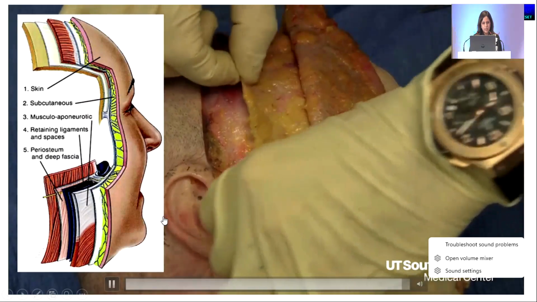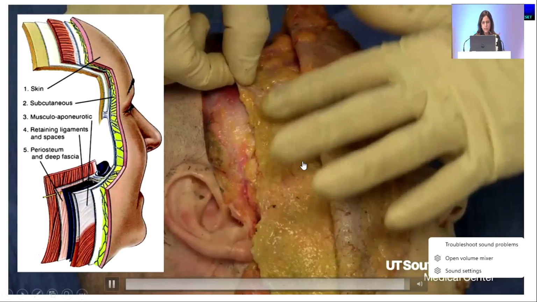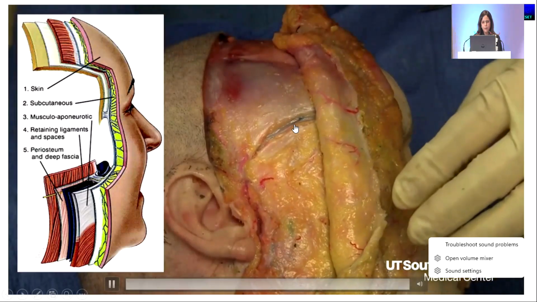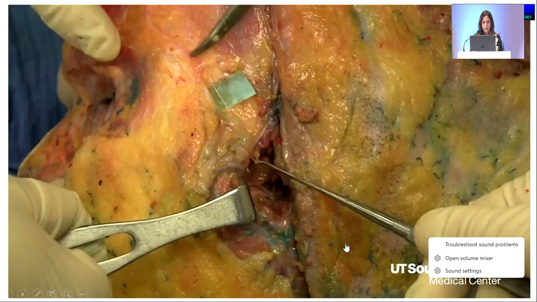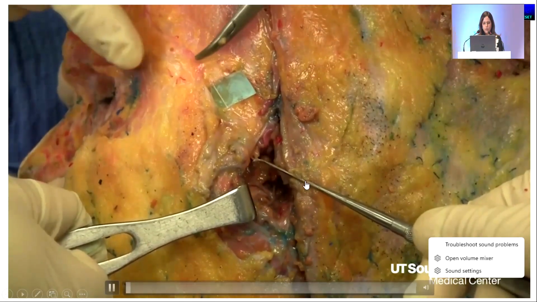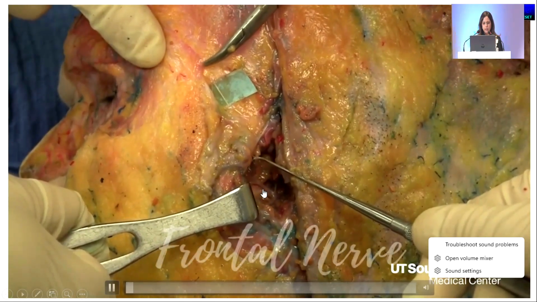So as we can see in the diagram, this area between the skin and the superficial temporoparietal fascia is the safe zone, and deep lies the threatening vessels. We come to the next part, which is the mid-face. The most important structure here lies here, the frontal nerve.